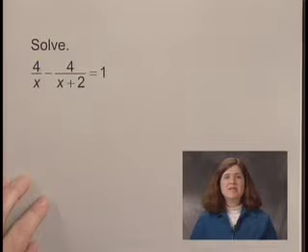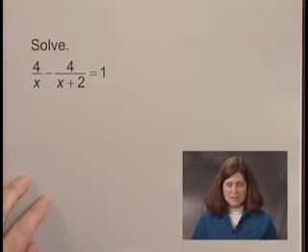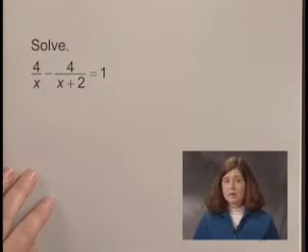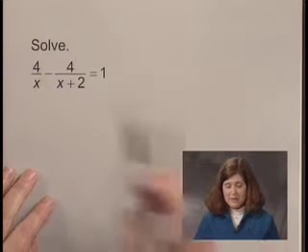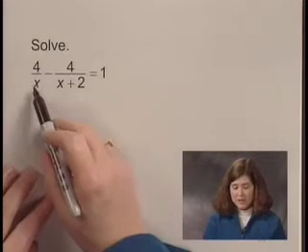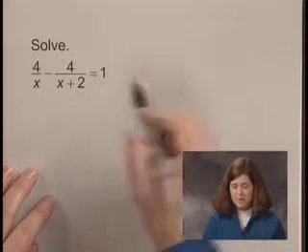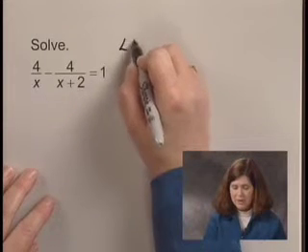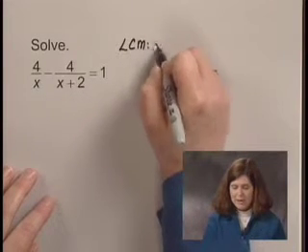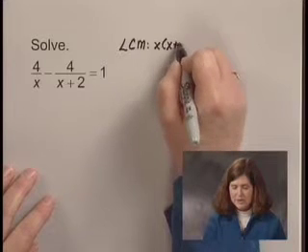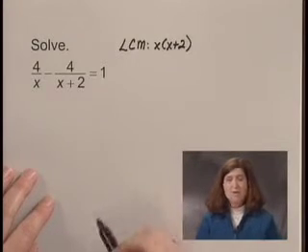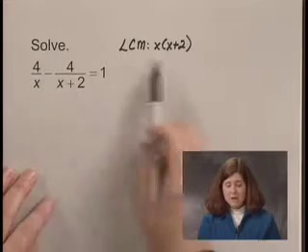In order to solve this, I first want to clear the fractions by multiplying by the least common multiple of the denominators. The least common multiple of the denominators, which are x and x plus 2, is their product. I can write the LCM is x times x plus 2. So I multiply both sides of the equation by this.